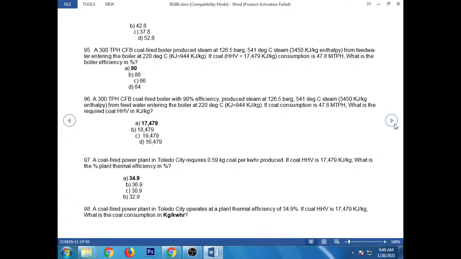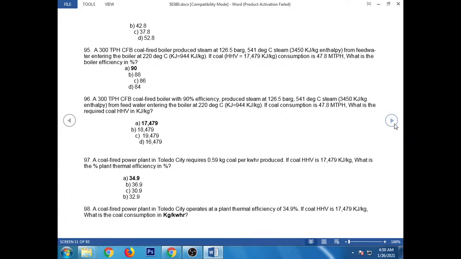A 300 tph CFB coal-fired boiler with 90% efficiency produced steam at 126.5 bar, 541 degrees Celsius steam, 3,450 kJ per kilogram enthalpy, from feed water entering the boiler at 220 degrees Celsius, or 944 kJ per kilogram. If coal consumption is 47.8 mtph, what is the required coal HHV in kilojoule per kilogram? Answer: 17,479.